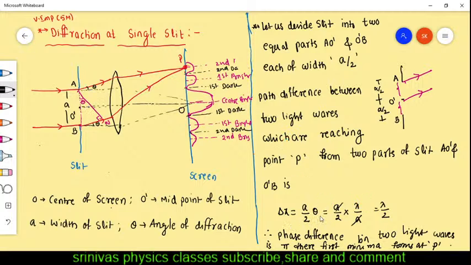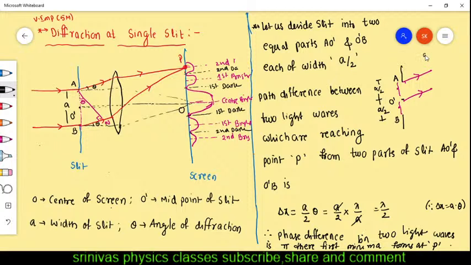We know the path difference formula from before, that is delta x is equal to A theta, when the width is A. But here A by 2 is the width, the distance between the rays is A by 2. That's why we wrote A by 2 theta. We got lambda by 2 here. Where did this theta come from? From the basic equation, the condition for the minimum we discussed.